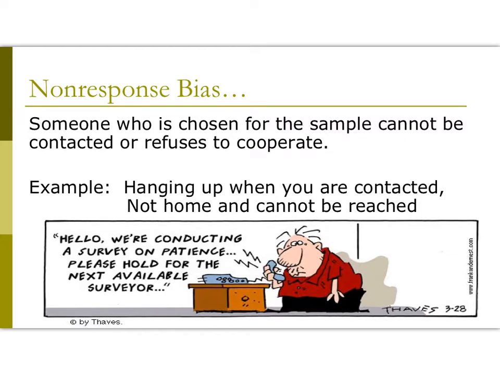Another type of bias is called non-response bias. That's when you choose someone to be in your sample and they can't be contacted or they refuse to cooperate. So you did do your random sampling, but they don't participate in it. So hanging up when someone calls you to do a poll, they aren't at home, anything like that.